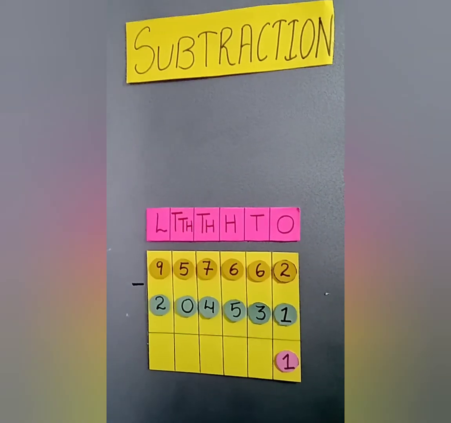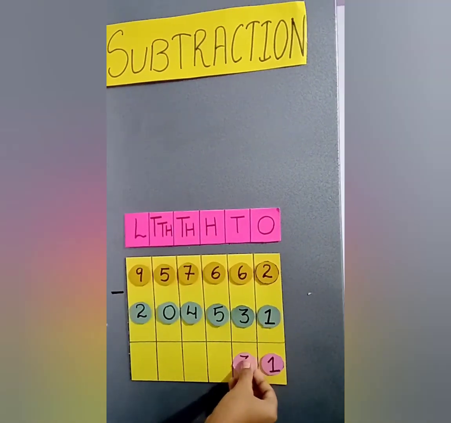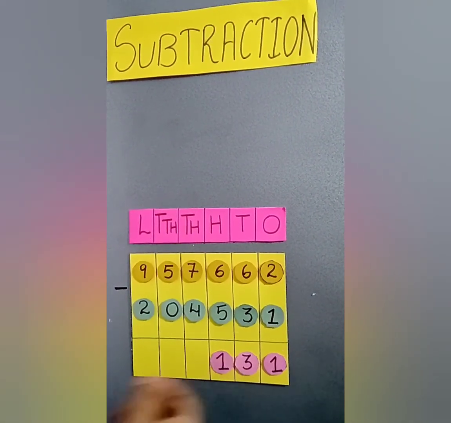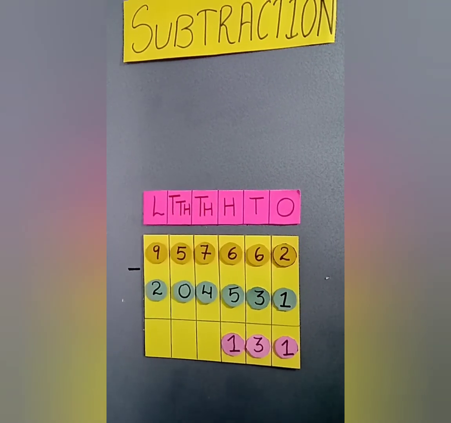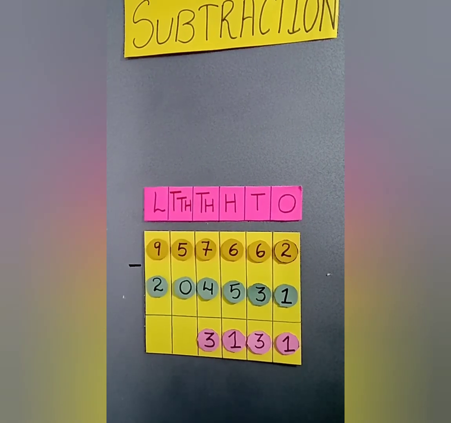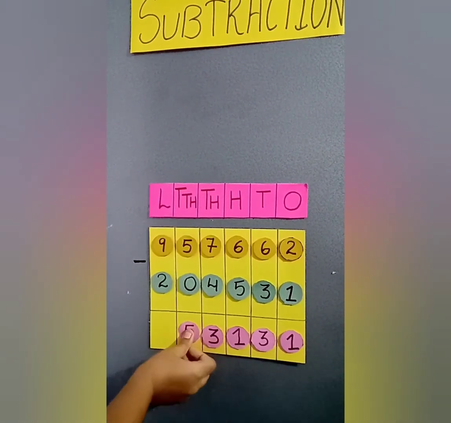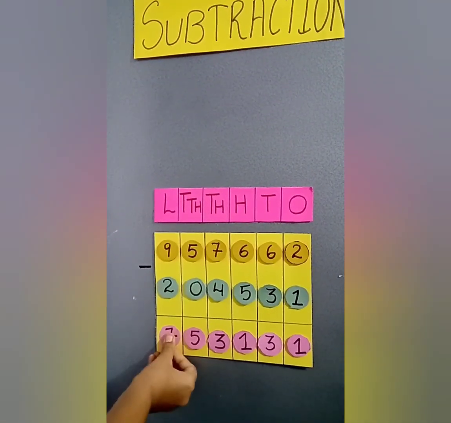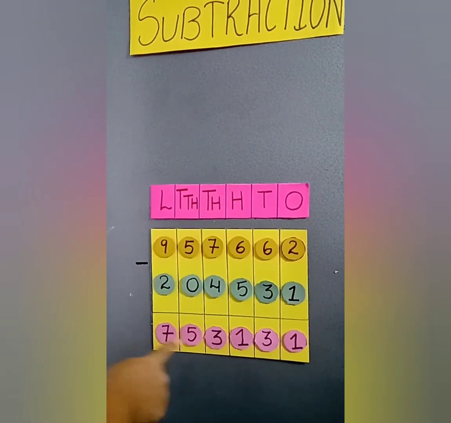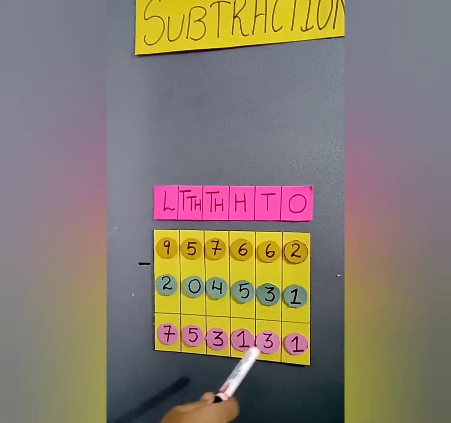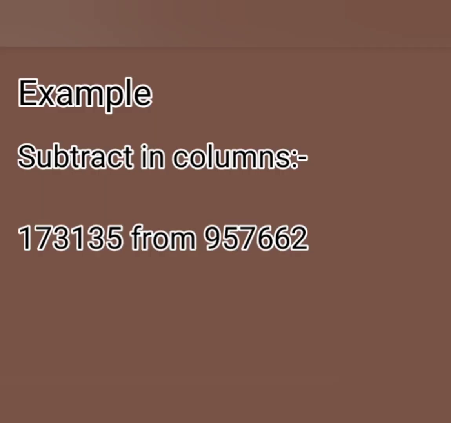And in tens place we have 6 and 3. We get 3. In hundreds place we have 6 and 5. We get 1 after subtracting. Then in thousands place we have 7 and 4. We get 3. In 10,000 place we have 5 and 0. We get 5. And in lakhs place we have 9 and 2, we get 7. So after subtracting we get our difference as 7,53,131.